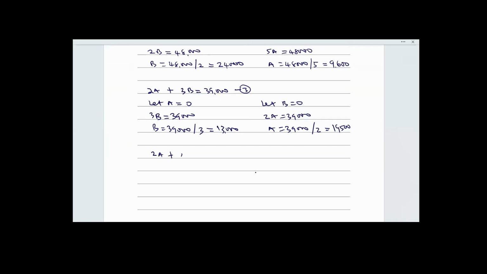The last one is equation 4, 2A plus 4B equal to 50,000. Let A equal to 0, then 4B will be equal to 50,000. So B equal to 50,000 divided by 4, which is equal to 12,500.